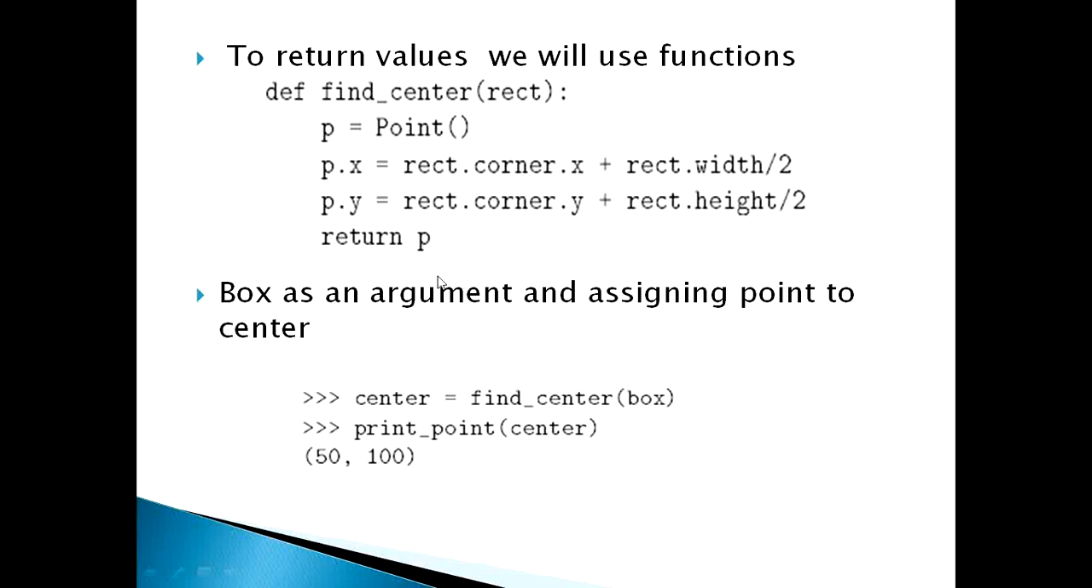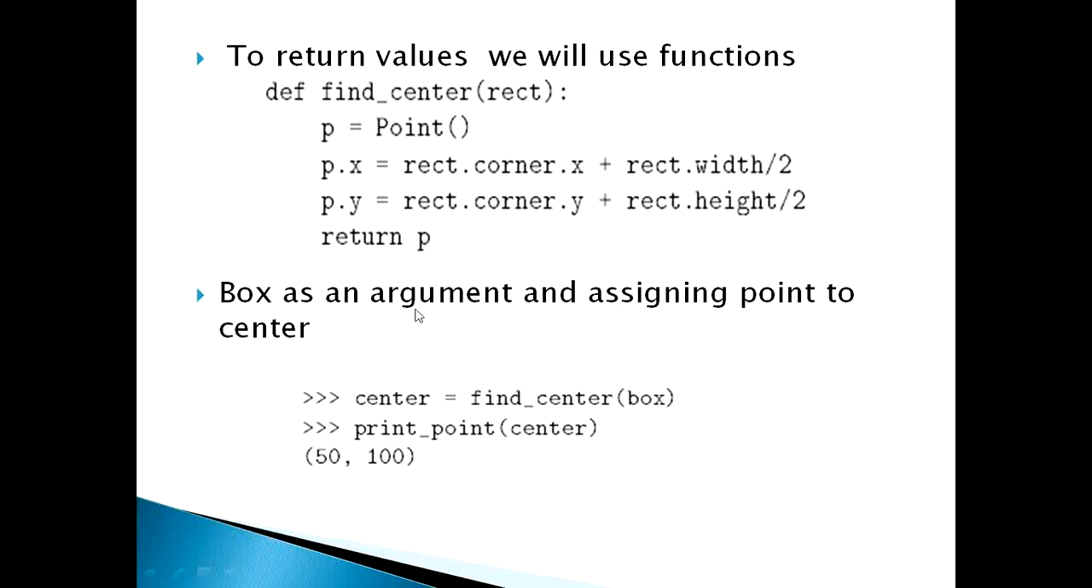So you can see here return P. But what is P? P is nothing but the point. And what does this P contain? It contains the coordinates of the center of the rectangle. You can see these are my coordinates, that is X and Y.